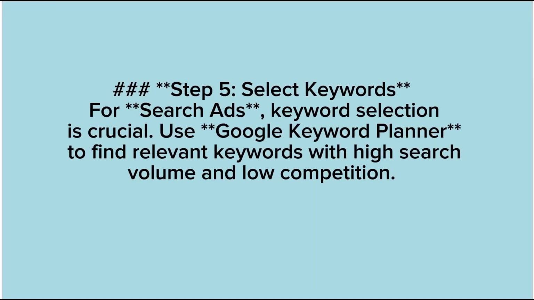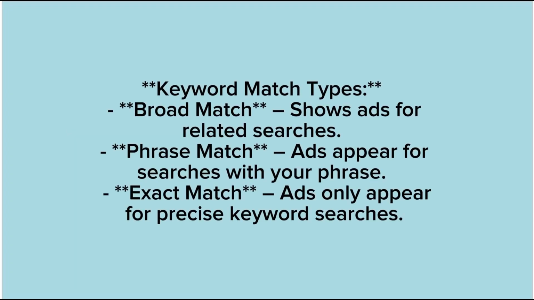Step 5. Select keywords. For search ads, keyword selection is crucial. Use Google Keyword Planner to find relevant keywords with high search volume and low competition. Keyword match types. Broad match shows ads for related searches. Phrase match ads appear for searches with your phrase. Exact match ads only appear for precise keyword searches.